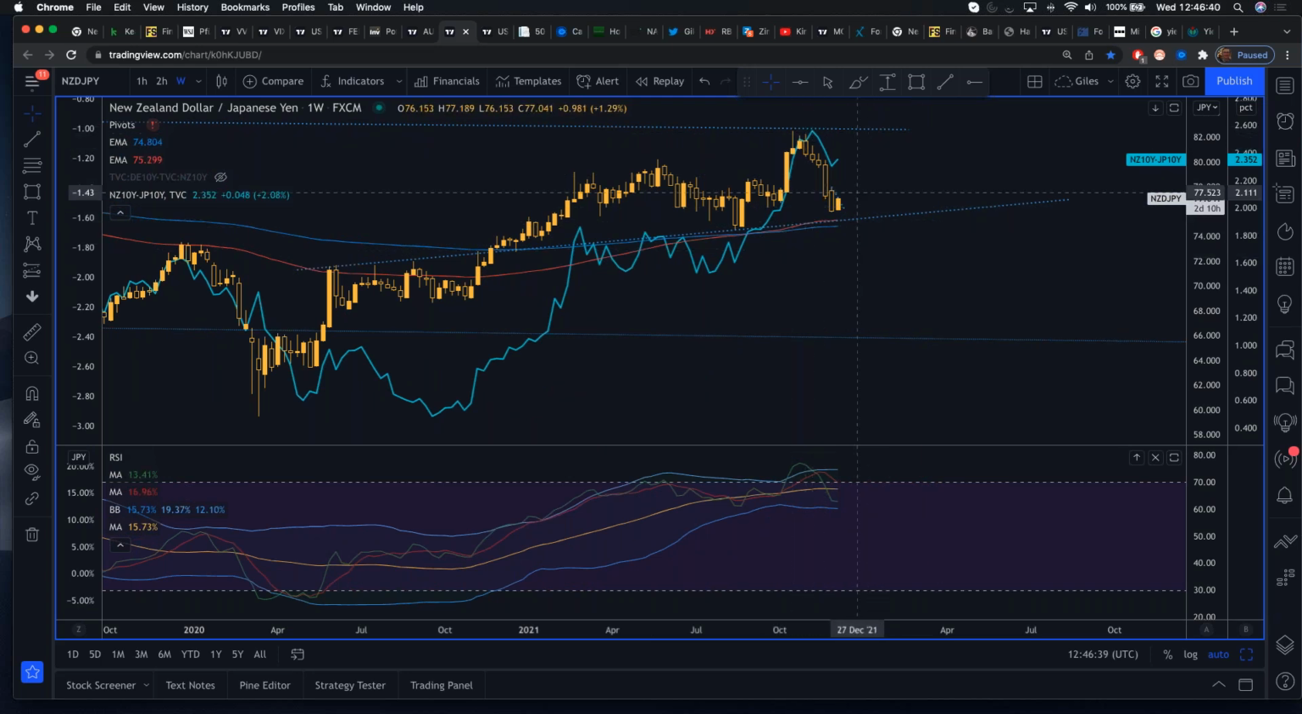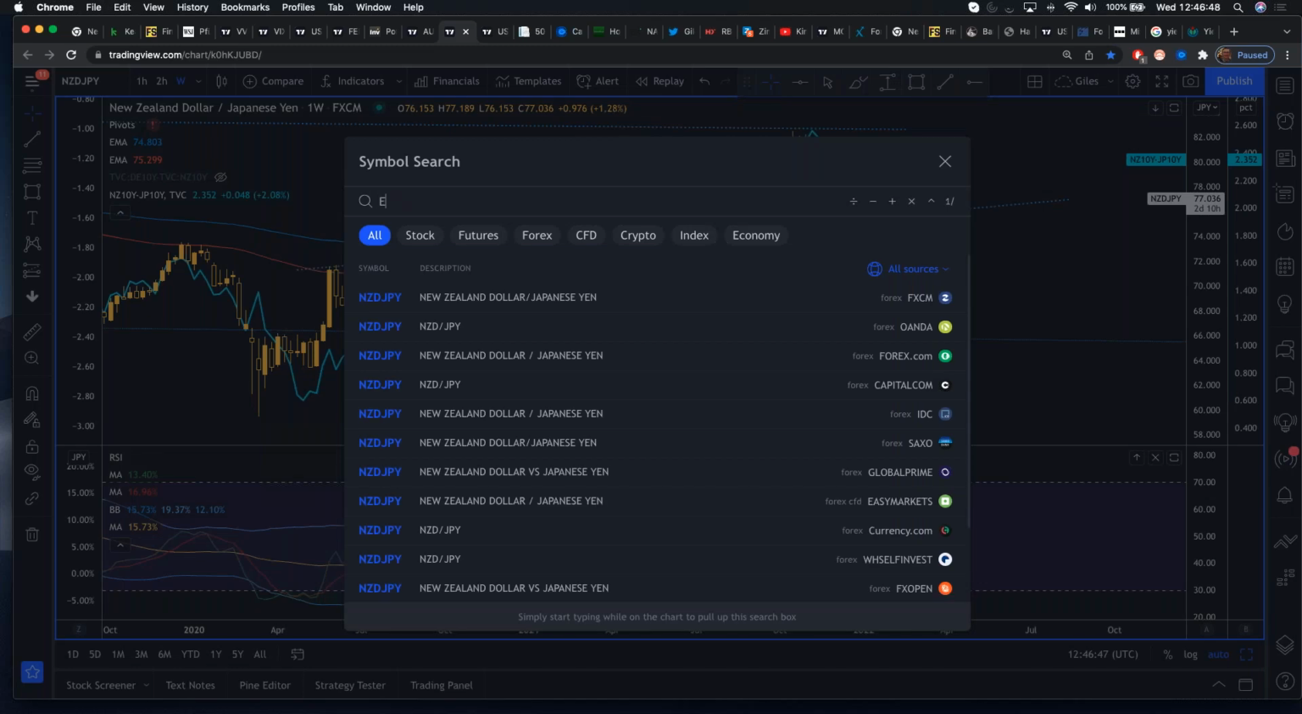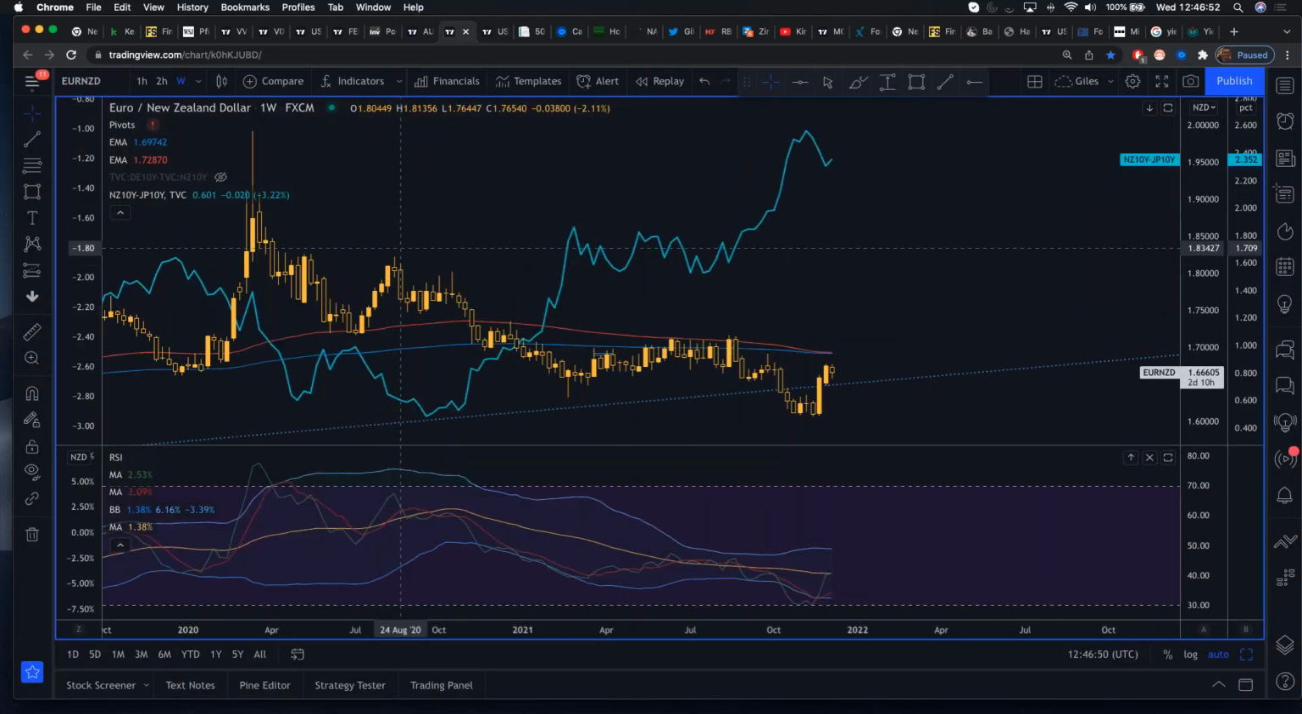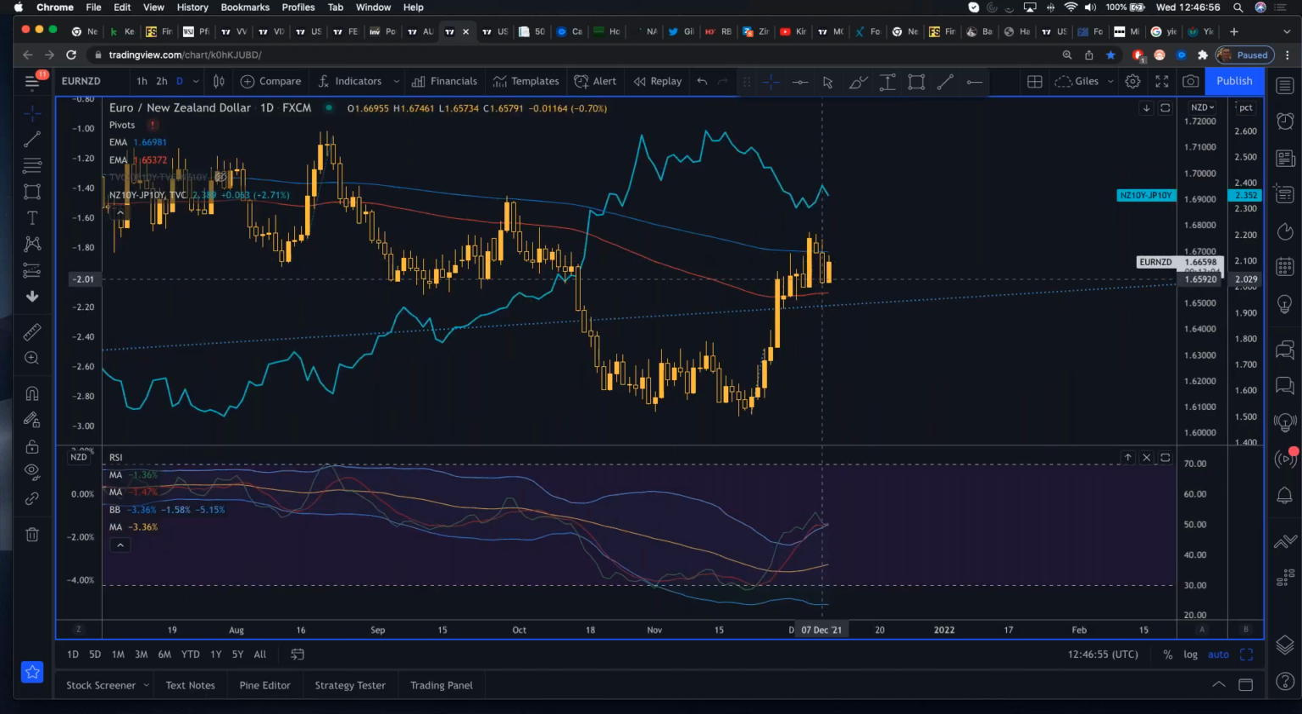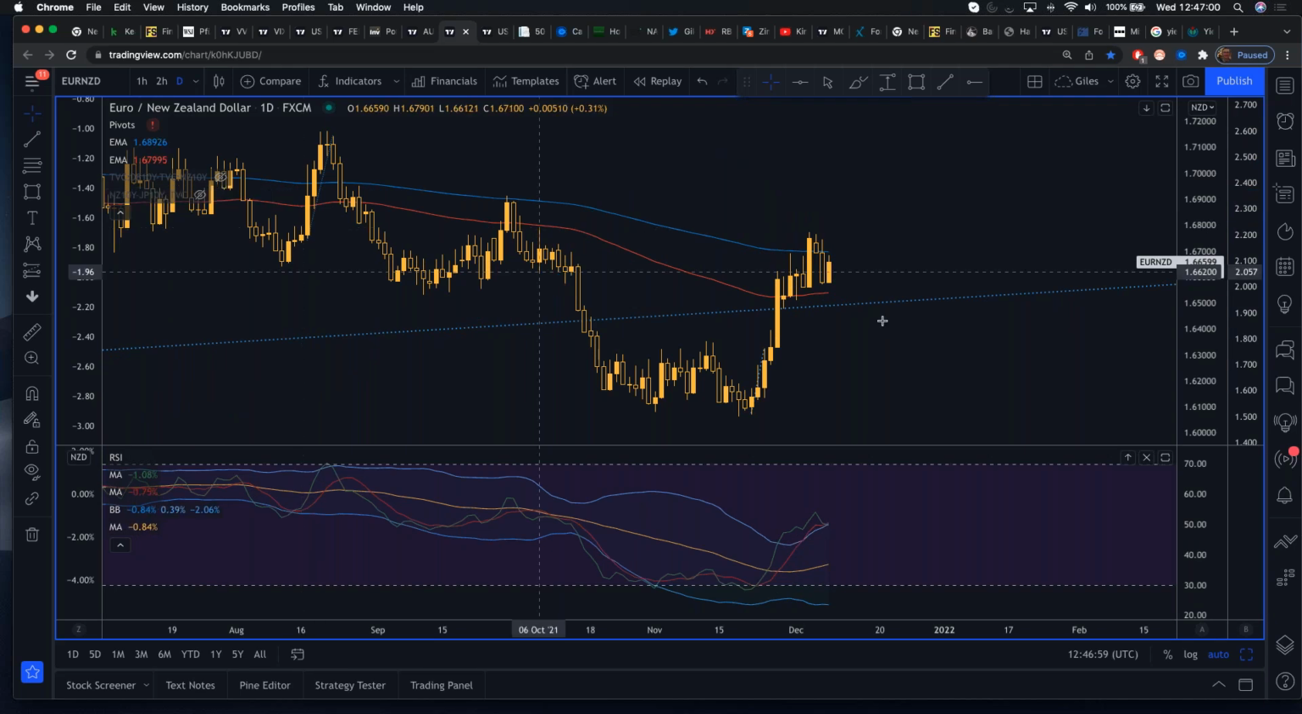Now, as I said, I am long New Zealand dollar yen, and I am also short Euro New Zealand dollar, and I'll explain the rationale why this is also appropriate for shorts. Now, the Euro New Zealand dollar, the reason the euro strengthened recently on the Omicron variant fears is that the euro is a funding currency. It has very low interest rates alongside the Swiss franc and the Japanese yen.